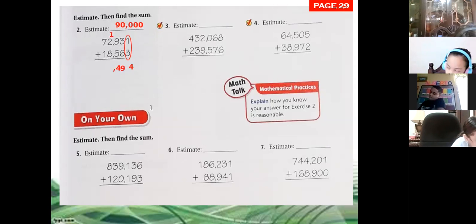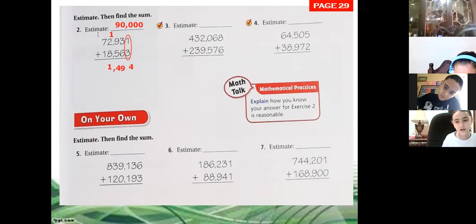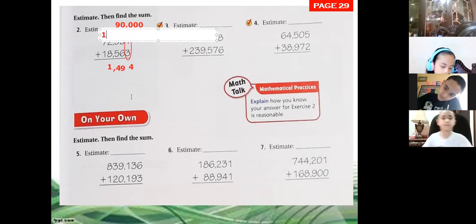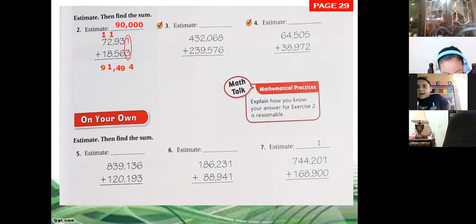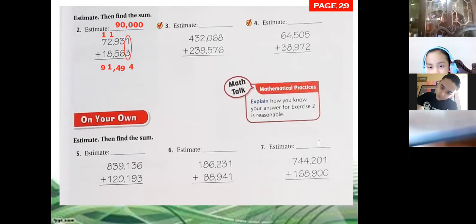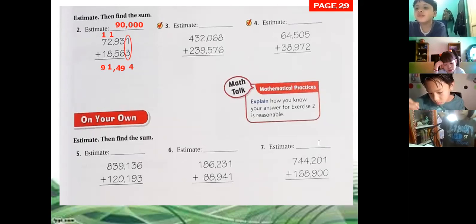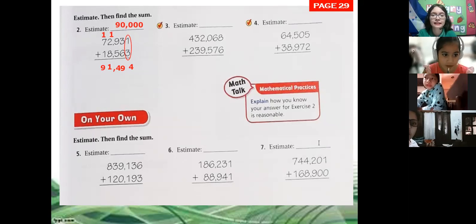Excellent. Now we have to add 2 plus 8 plus 1. 11. If you say 10, you are not adding the 1. Now we write number 1 and the one that we regrouped. 7 plus 1 plus 1. 9. How do you read this number? 91,494. Excellent. Let's go to the next one.